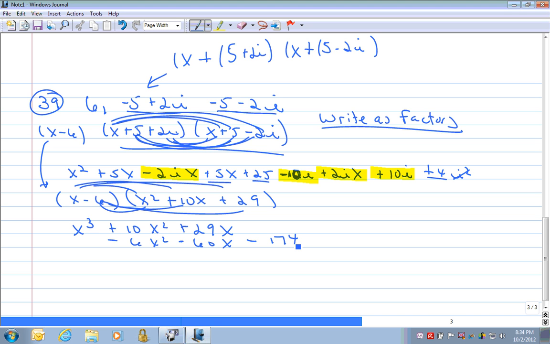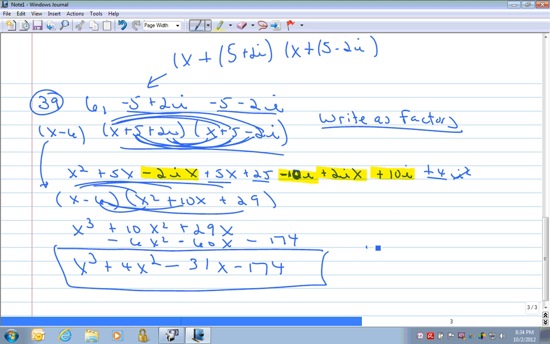Negative 174. All right, now we're going to combine like terms. Just going to draw a line and do that. So we bring down x cubed. We have a positive 10 and a negative 6, so a positive 4x squared. We have a positive 29 and a negative 60, so a negative 31x minus 174. That is our final answer.